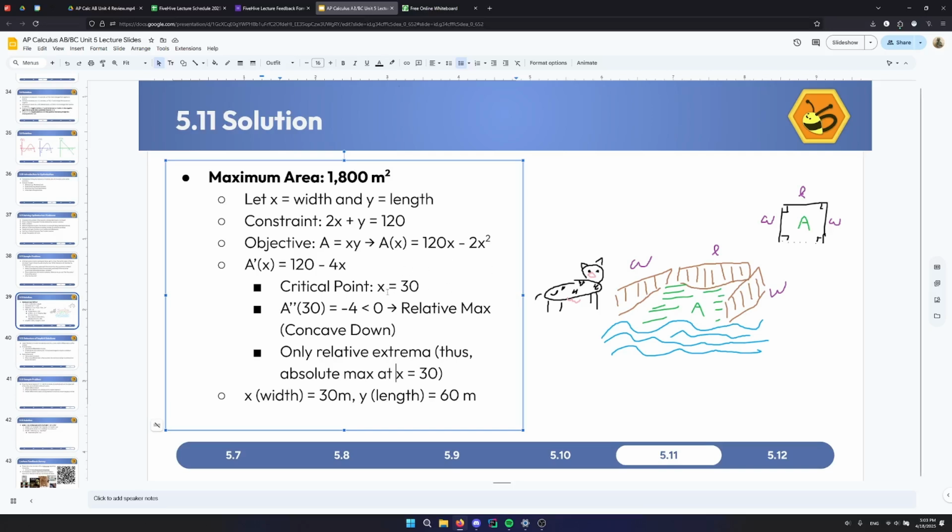So once we prove that, we've proved that this is our best width, so we can substitute that into our constraint equation to find our length, and then these two are our optimized values. And yeah, quadratics always have one relative extrema, yes. Then just multiply these two and that gets our area.